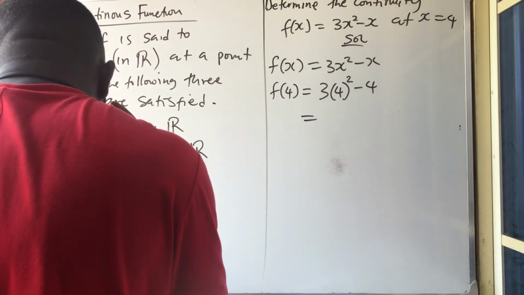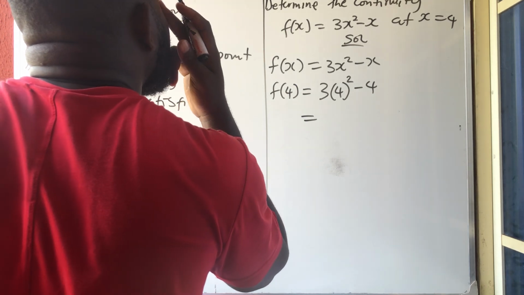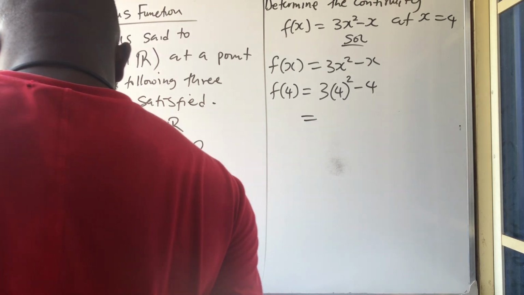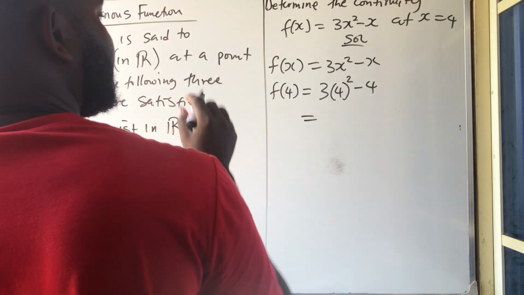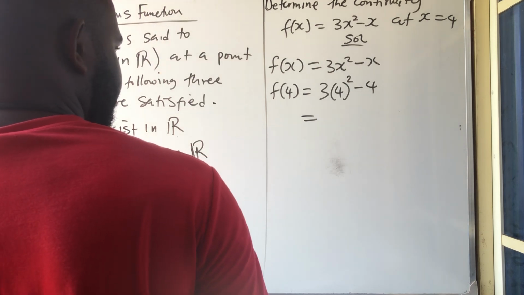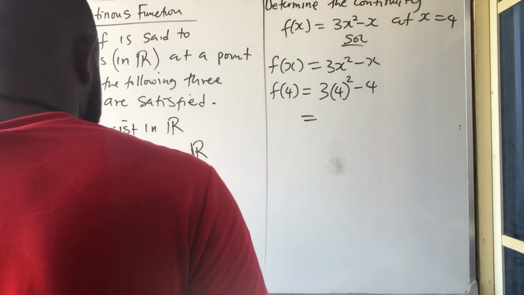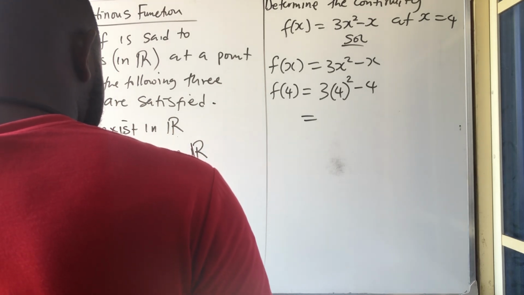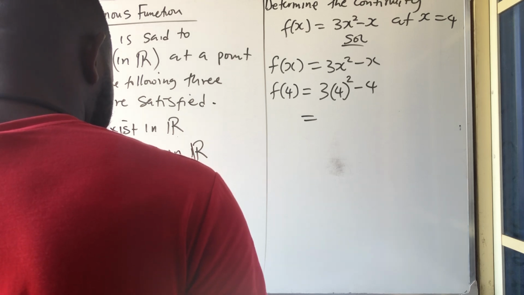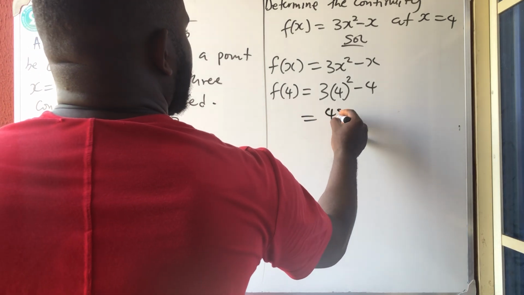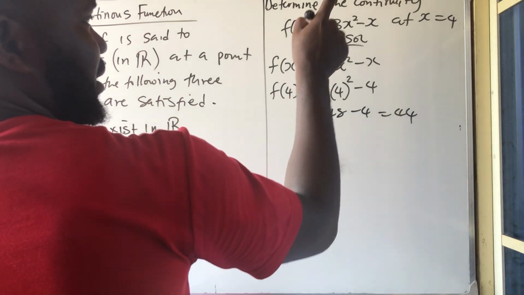What do we have? 4 squared is 16. 16 times 3, where did I keep my calculator? Okay, this is my calculator. Pardon me. So I have 16 times 3 to give you 48. So I have 48 minus 4, which is 44. Okay? We have gotten f of 4.